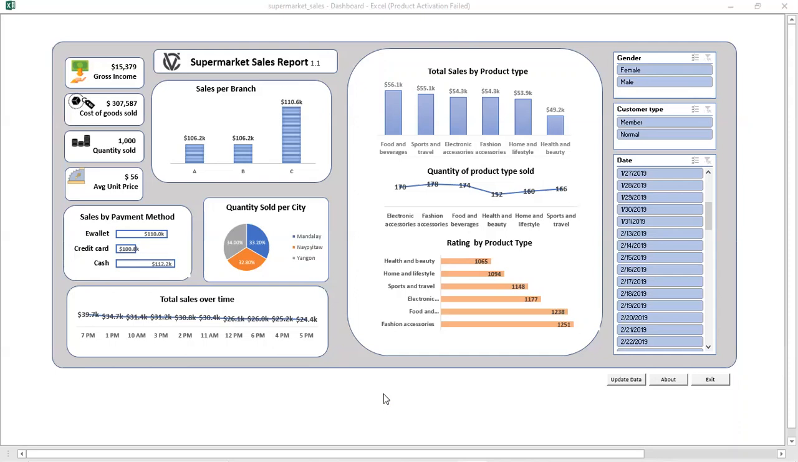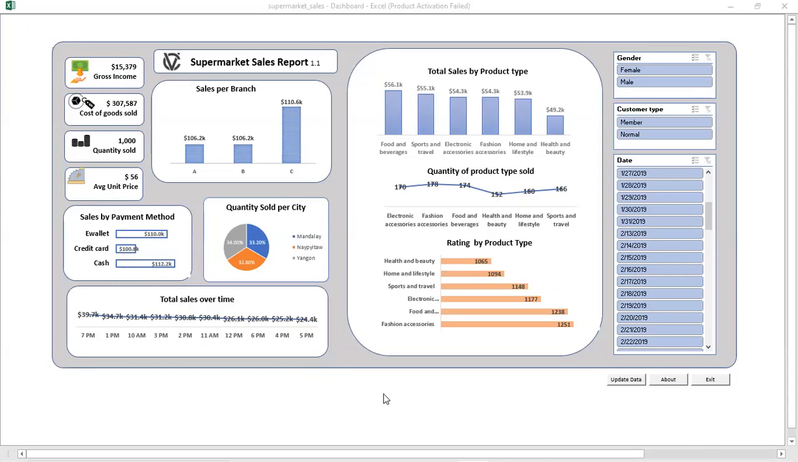Welcome to my very first dashboard I'm sharing. I did this on Excel and it's a sales report, and I want to share so that I can get feedback.